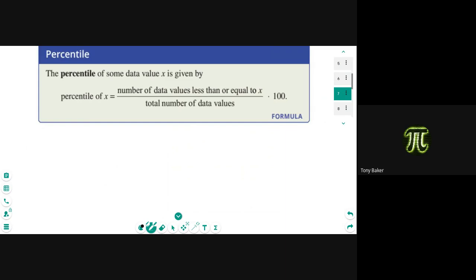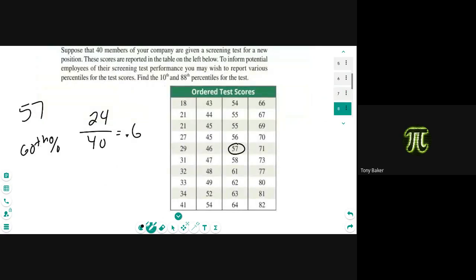So your percentile is the number of data values less than or equal to it, so it's like it's going down, and the total number of data values. So in this case, that's the 60th percentile. Less than or equal to doesn't mean you count the number itself, but if there was a duplicate, yeah. Exactly.